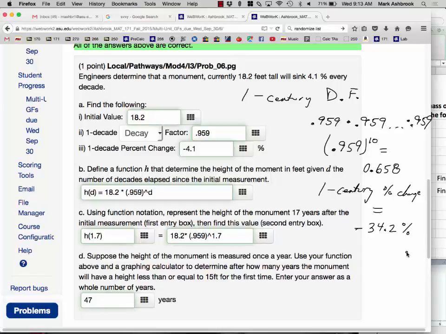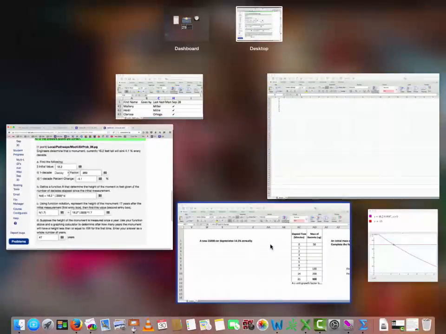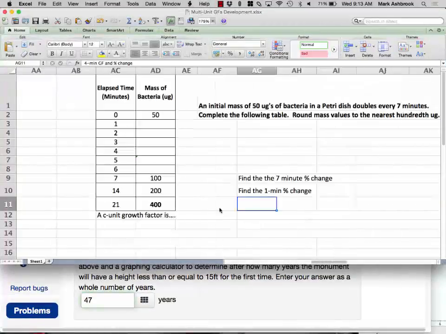Okay, so this is the idea that in a given situation, there are lots of decay factors or growth factors, whatever you have. That's what we talked about at the end of class last time, and you had that last web work problem about multi-unit decay and growth factors. So let's continue on that conversation. Questions on that? Okay, so where are we at here?